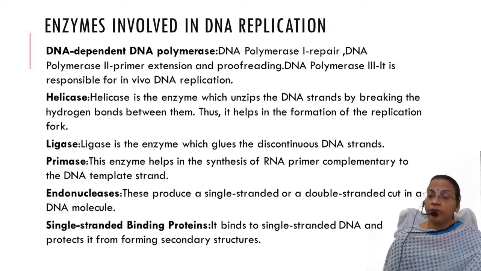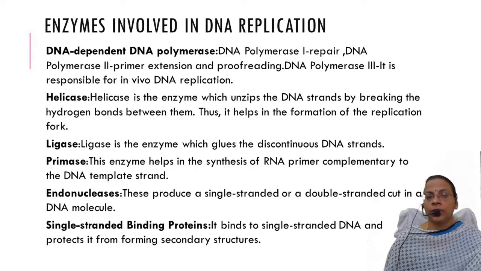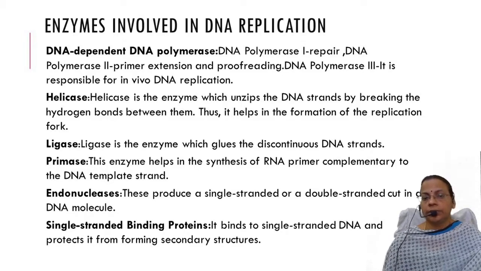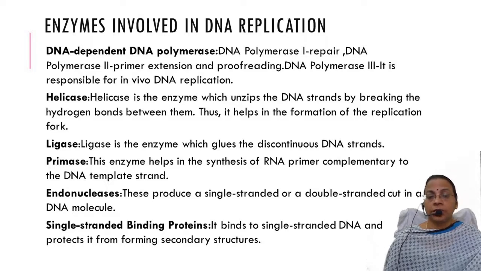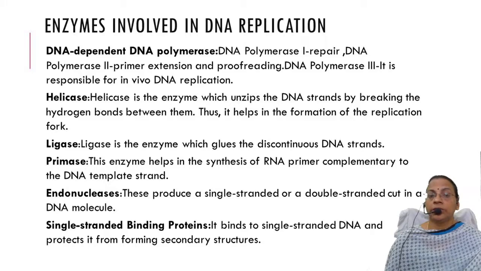For the template in the 5'3' direction, polymerization cannot take place in a continuous manner. There the formation is in the form of small stretches of DNA polynucleotides, and those stretches are called Okazaki fragments. These Okazaki fragments are united with the help of DNA ligase. Ligase helps in gluing the discontinuous DNA strands, sealing the gaps and reuniting the cut ends. Apart from that, there is endonuclease. It produces a single-stranded or a double-stranded cut in a DNA molecule.